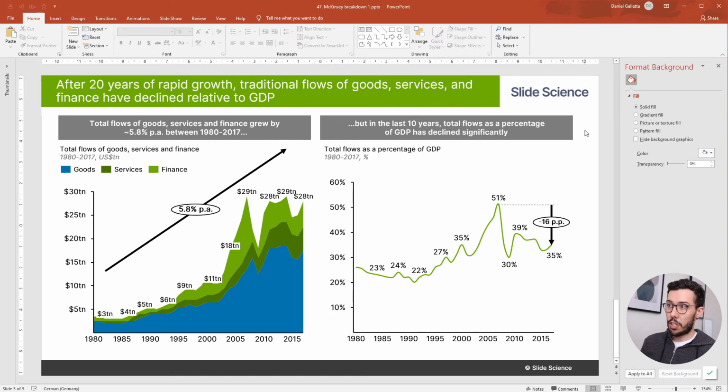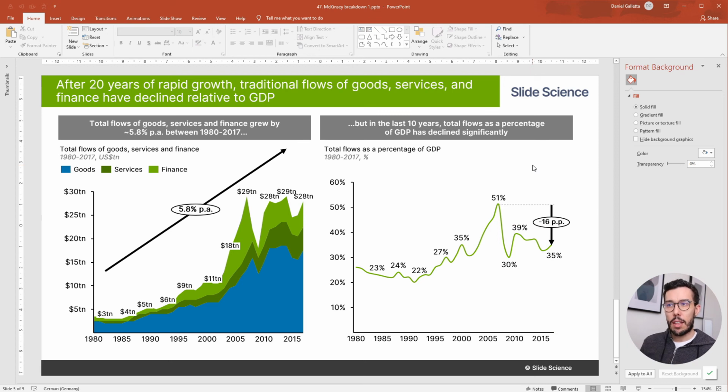All right, so finish the headings. The first one is to say total flows of goods, services, and finance grew by 5.8% between 1980 and 2017. So that eloquently describes what this chart is showing. And then the second one, but in the last 10 years, total flows as a percentage of GDP has declined significantly. Again, that describes exactly what's in this chart.